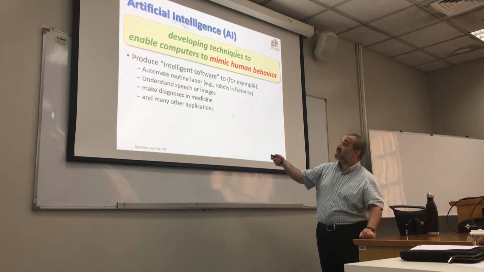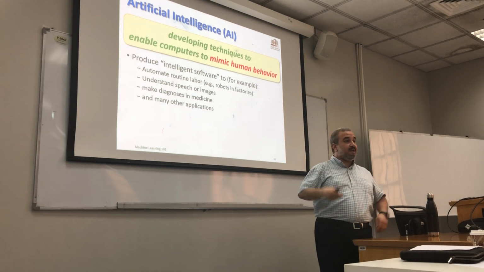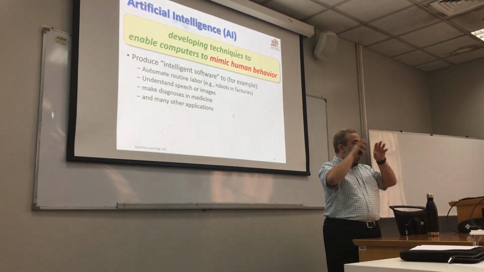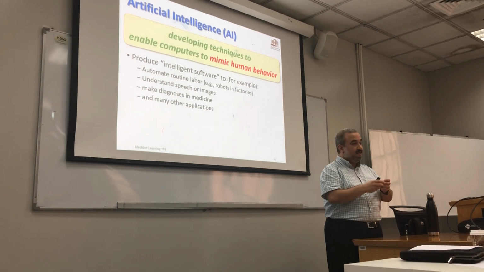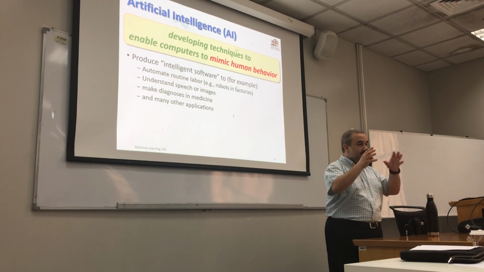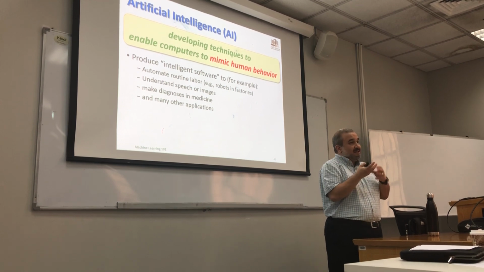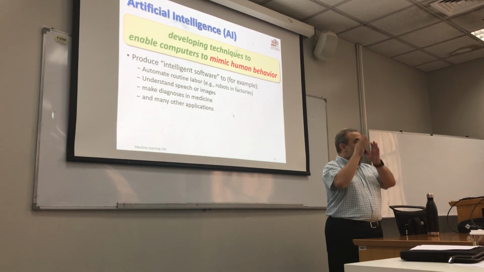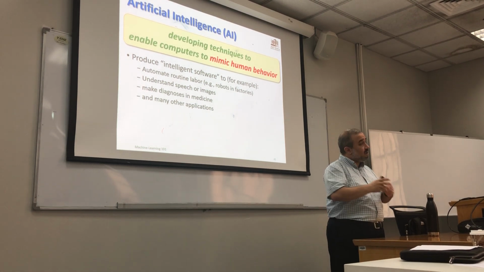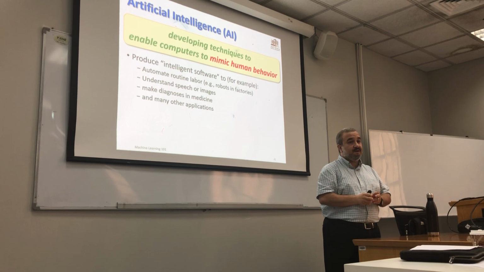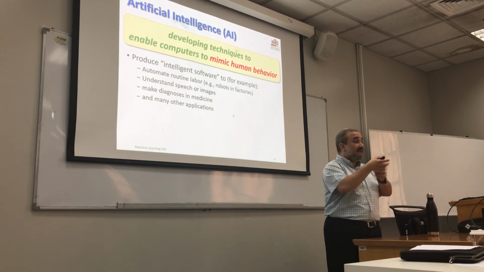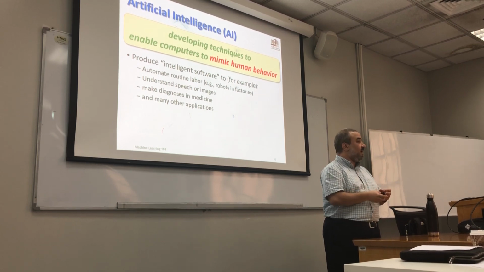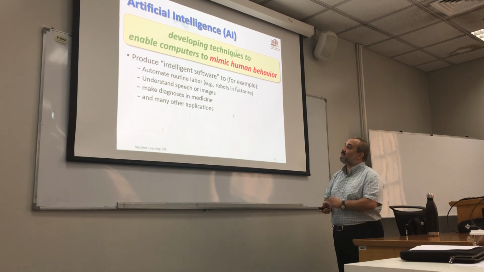Okay? So examples: automate routine labor in factories. The robots that are putting something in a bag and moving the bag and all of that. This is something that humans are doing, okay? But now it's mimicked by a robot. So that's artificial intelligence. Of course, the robot is making some decisions sometimes. So it is mimicking human behavior.